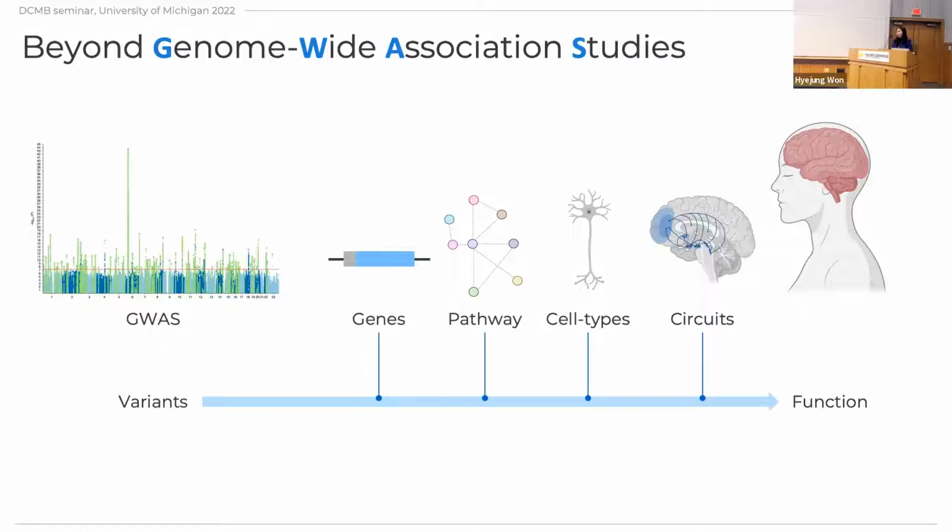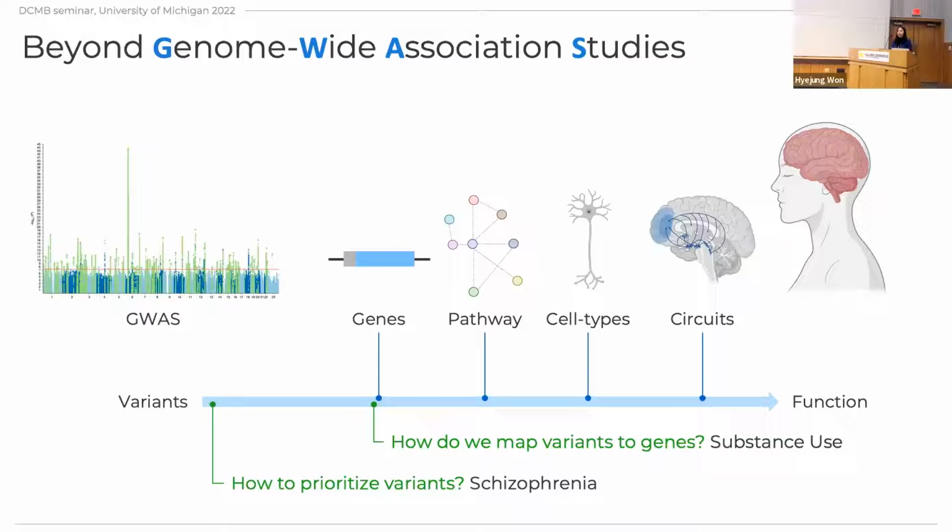So in the first part of my talk, I'm mainly going to talk about how we map variants to the target genes, using substance use as a use case. And in the second part of my talk, I will go to the very first part of the diagram to talk about our recent work on how we prioritize the variants from the very beginning, using schizophrenia as a use case. So with that, let's focus on the first question.